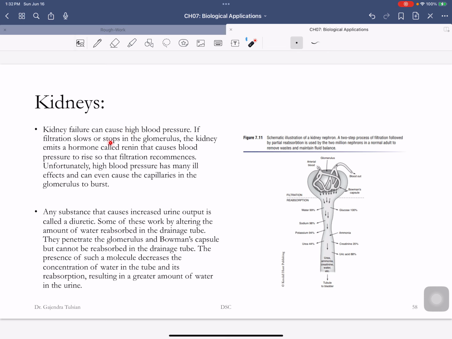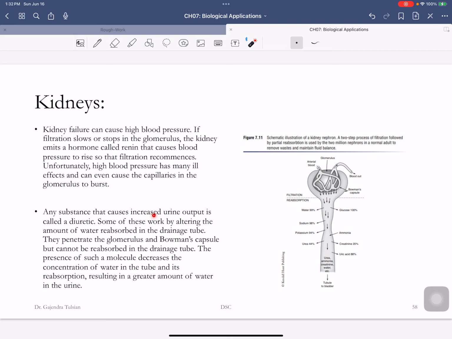If filtration slows or stops in the glomerulus, the kidney emits a hormone called renin that causes blood pressure to rise, so the filtration can recommence. Unfortunately, high blood pressure has many ill effects and can cause capillaries in the glomerulus to burst. Okay, so if filtration slows down, the body increases blood pressure, but high blood pressure has consequences.